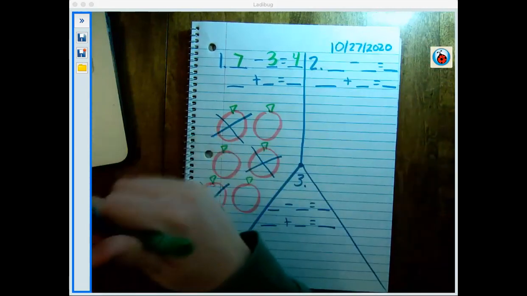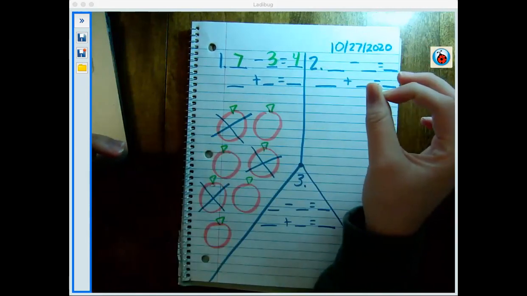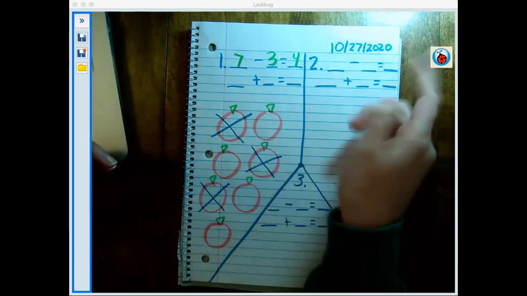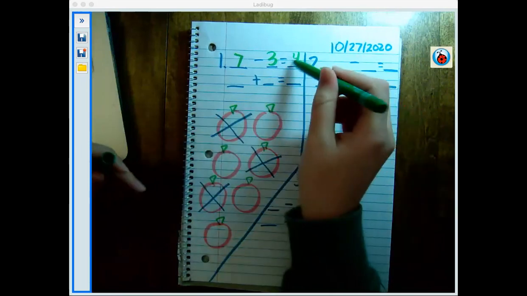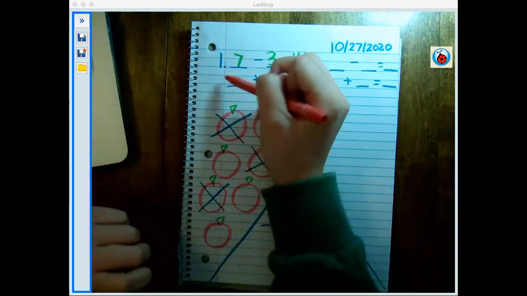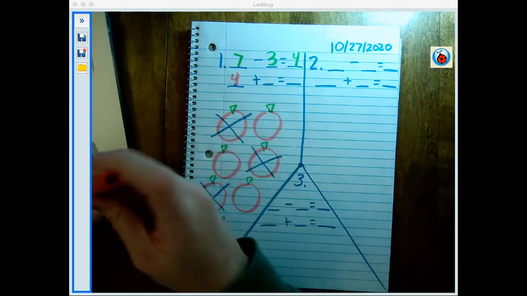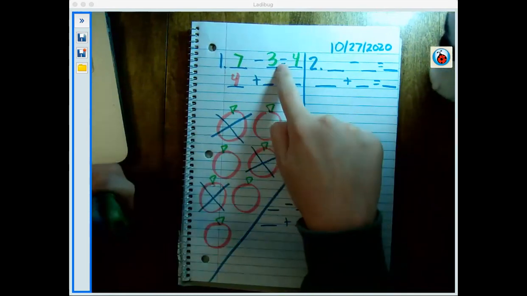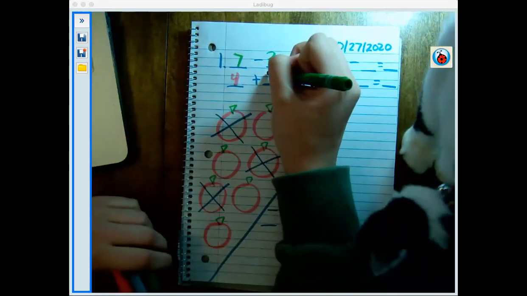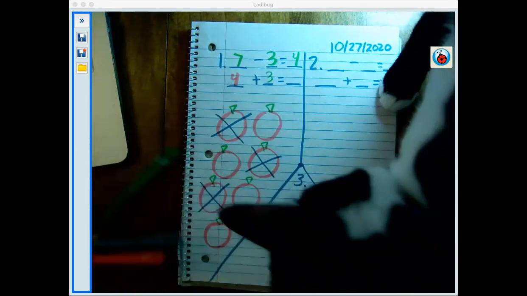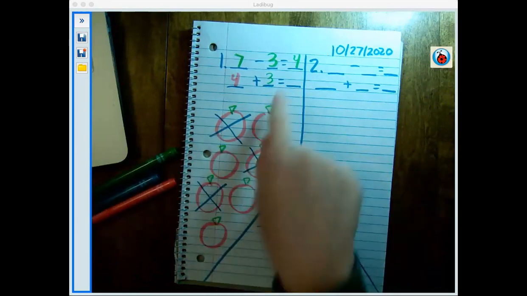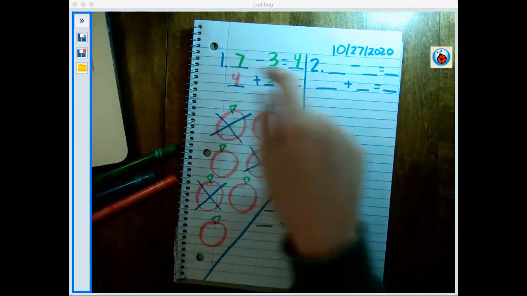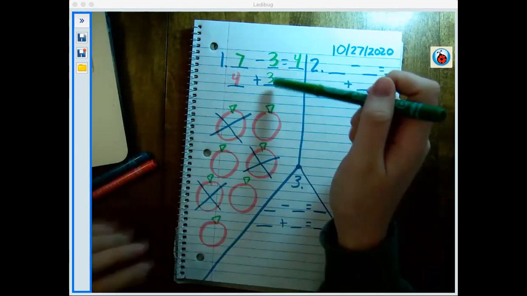Now we need to check our work to make sure that we did this problem correctly. So now what we're going to do, we're going to go backwards. So we're going to start with how many pumpkins we have left over, which is 4. And we're going to add how many pumpkins were picked, which is 3. And then we need to figure out with addition if we get the same amount of pumpkins we had in the beginning, as we did before getting picked.